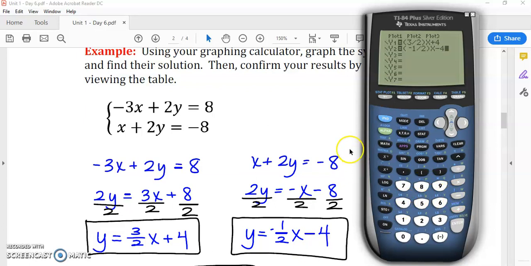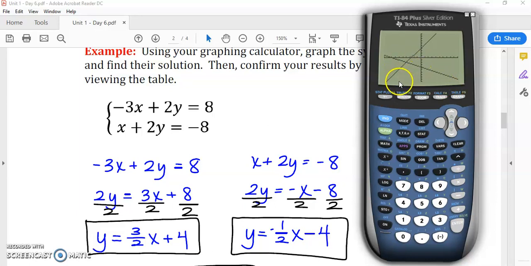Now remember, we've already solved this, right? We know what the answer should be. Negative 4 comma negative 2. Let's take a look at our graph. There's line number 1. There's line number 2. So I can see they intersect right about here, right? But it's not too certain.